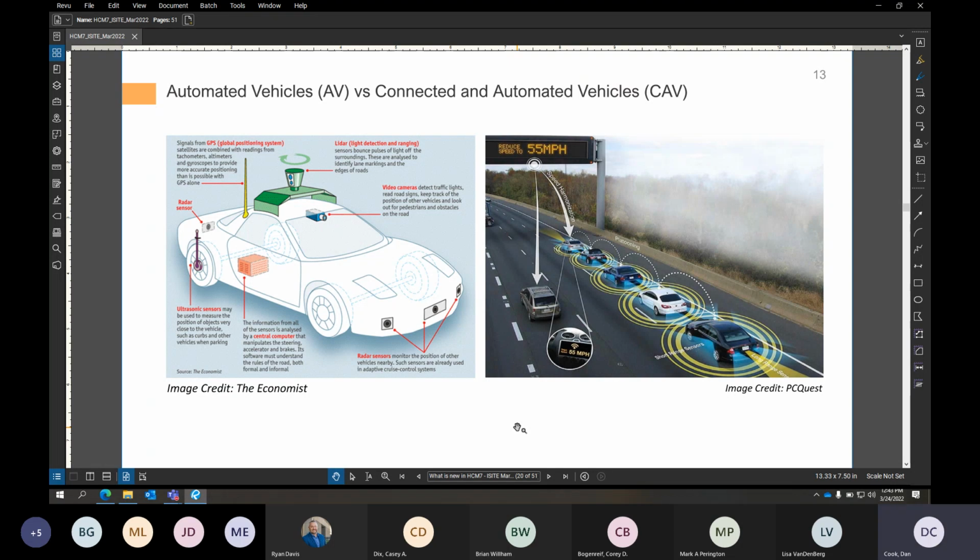Connected and automated vehicles, or CAVs, pull in that extra communications component where vehicles are communicating with vehicles. Vehicles are communicating with infrastructure. And that's where we really see the shorter headways, the increase in capacity of the motor vehicle. And that's the focus of what I'm about to talk about here.